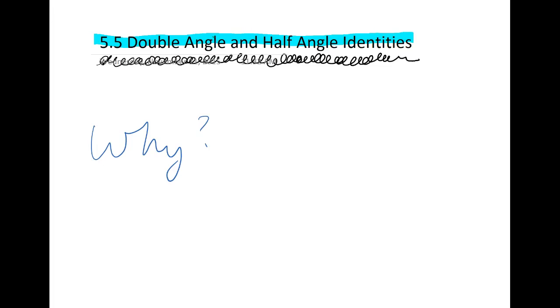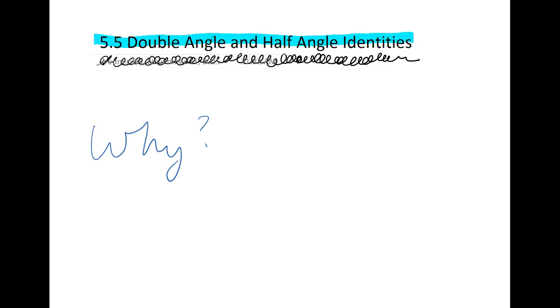Okay, so here we are on to section 5.5, and what for most people is the last section of the tricky identities. There may be a few more scattered about, but these are the last that most people try to memorize and use a lot in calculus. So these are called the double angle and the half angle identities.